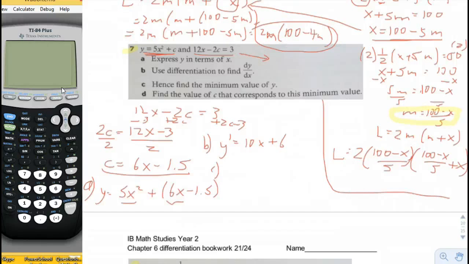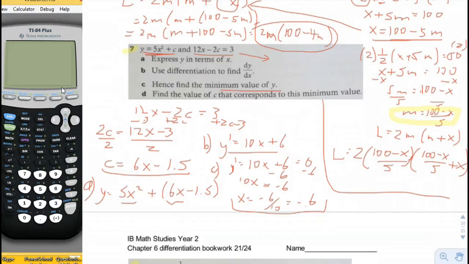Okay, so they're saying that there is a gradient of 0 at some point for this equation. So what we can do is say, y prime is equal to 10x plus 6 equals 0. And then we can subtract 6 from both sides. We're going to get 10x equals negative 6. x equals negative 6 tenths, or equal to negative 0.6. Okay, so that is the answer to C. Minimum value of y. I'm sorry, they asked for the minimum value of y.